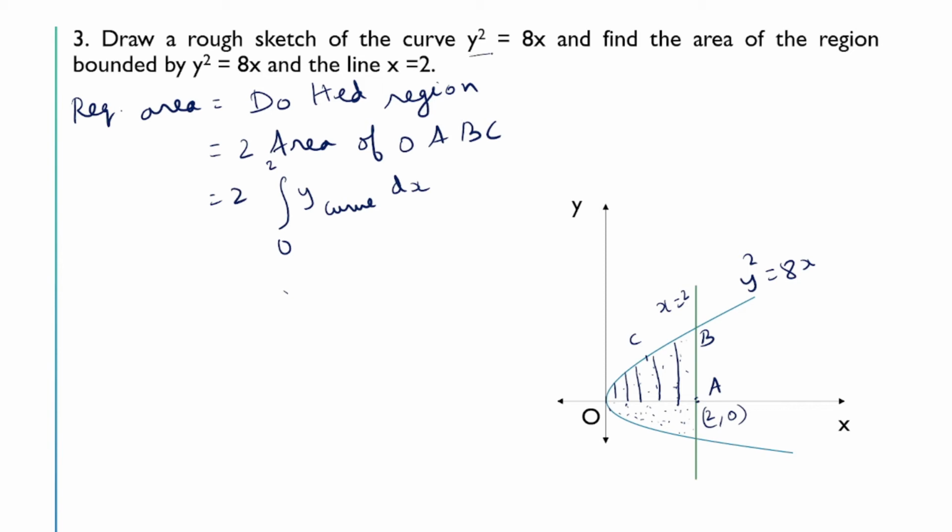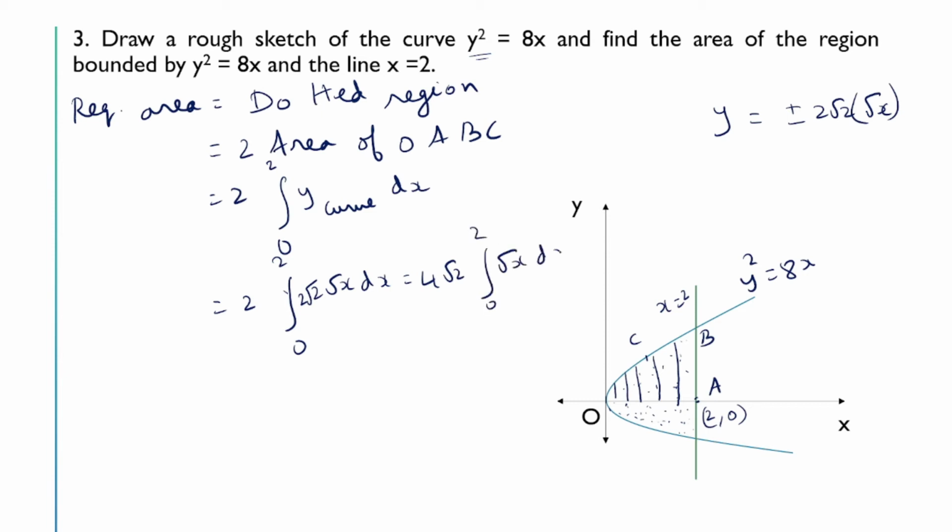So again here y square equal to 8x means y is equal to plus or minus 2 root 2 into root x. So we are using only the positive side. So it is only plus 2 root 2 into root x. So this is equal to 2 into integral 0 to 2 root 2 into root x dx, or it is equal to 4 root 2 integral 0 to 2 root x dx.